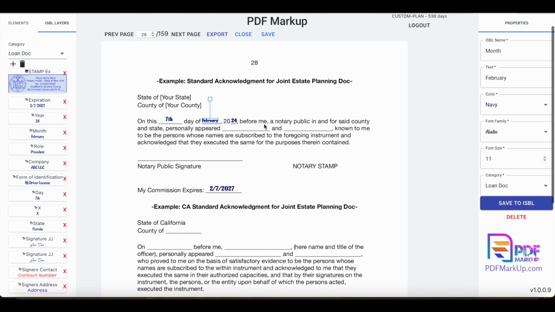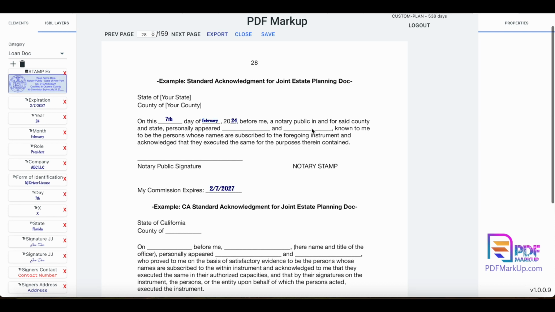Okay. Before me, a notary public in and for said county and state personally appeared blank and blank, known to me to be the person whose name is subscribed to the foregoing instrument, and acknowledged that they executed the same for the purpose therein contained. So, I always say to read it in full. Read the whole paragraph so that you grasp it, so that way you can understand what can possibly go into those blanks. So it's saying personally appeared blank and blank. So those would be the names of the people signing.